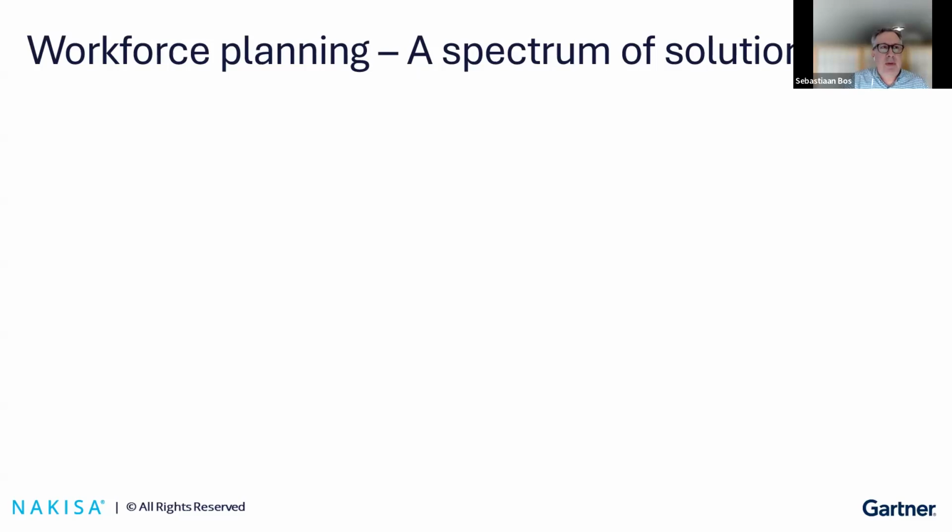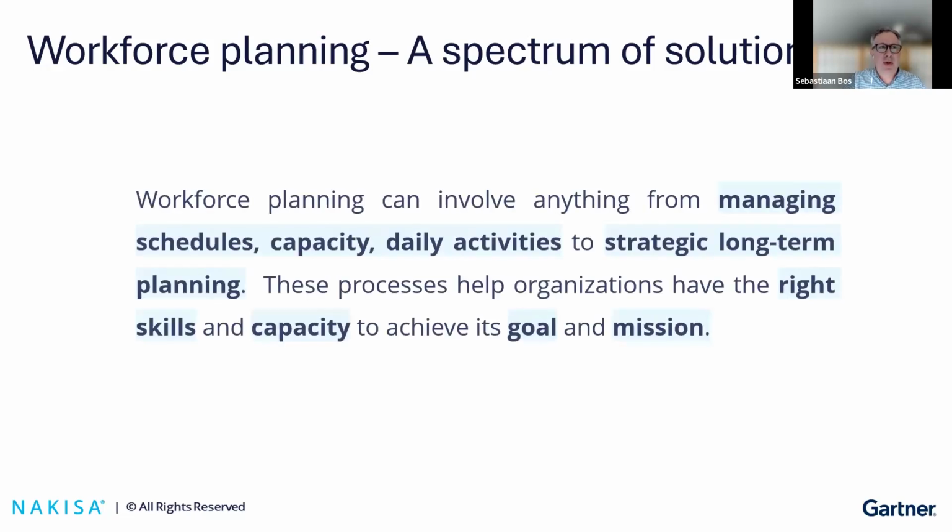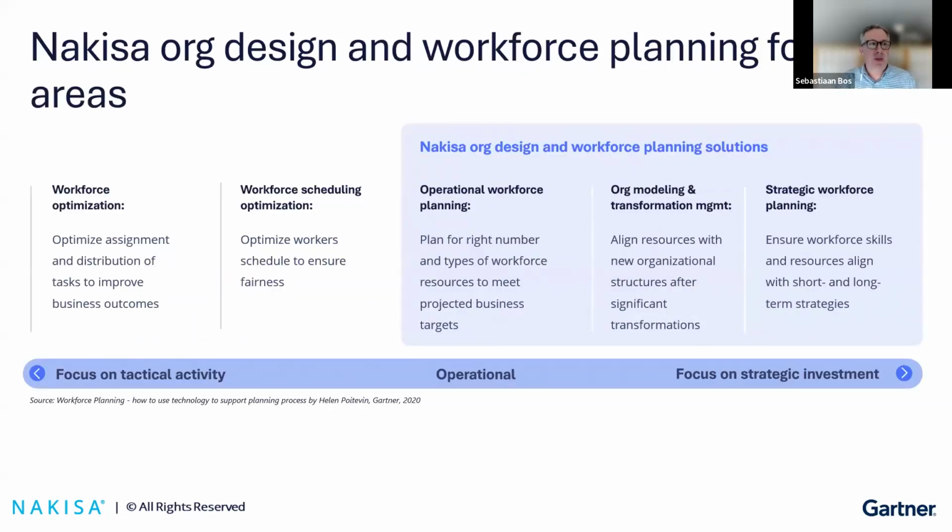So one thing that we've noticed, and this is with our research and working with Gartner, and we had the opportunity to spend a considerable amount of time with Gartner, is that workforce planning is really a spectrum. It's anywhere from managing schedules, capacity, daily activities, to strategic long-term planning, to trying to find the right skills and capacity to achieve the goal and mission. But of course, making sure that you have the right structure in place to achieve all of this is foundational. So that spectrum is really anywhere as per the previous definition.